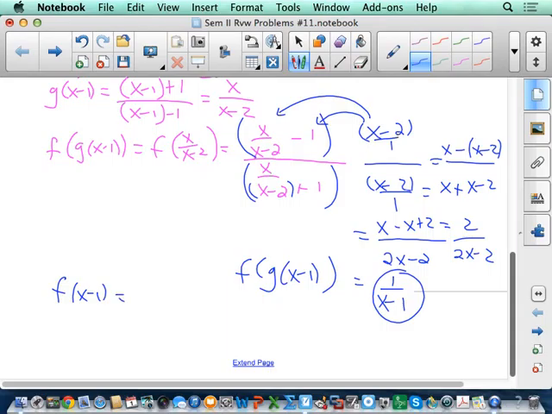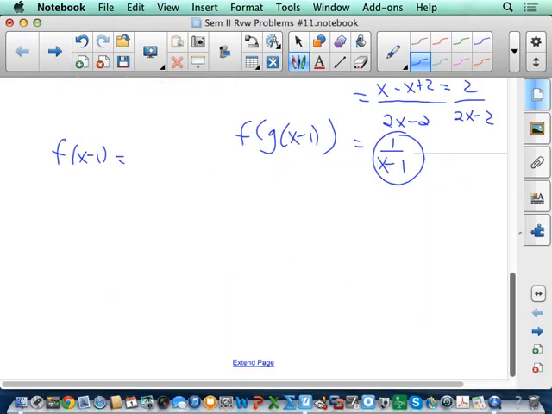Okay, I have to get my sheet up because I can't see it anymore. Okay, f of x minus 1 is going to be x minus 1 minus 1 over x minus 1 plus 1. So this is going to be x minus 2 over x.